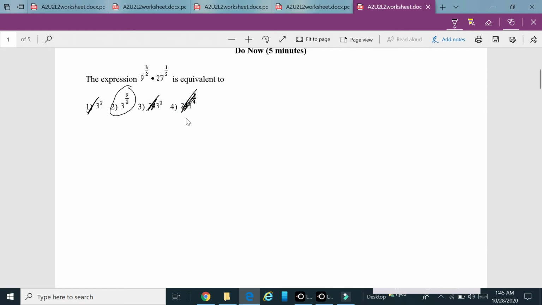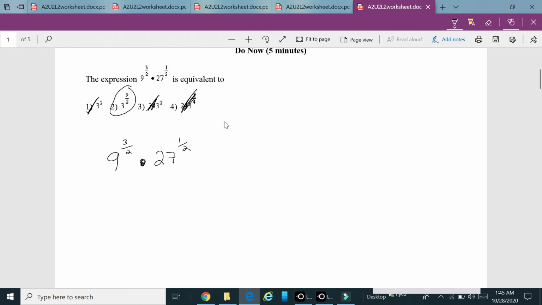All right, and then since I'm here, I'm going to do it by hand. I'm going to try to explain it as best I can. Okay, so 9 to the 3 over 2, times 27 to the 1/2.